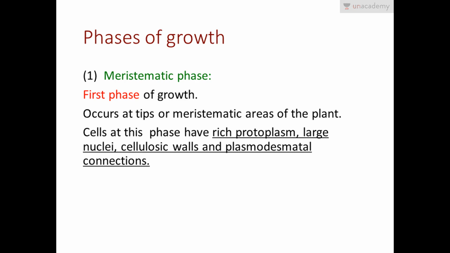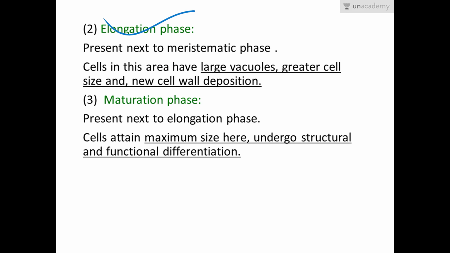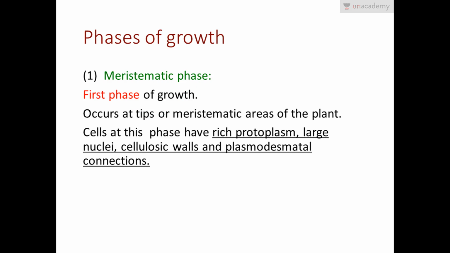This is very important. The first is your meristematic phase, the second is your elongation phase, and the third is your maturation phase. Talk about your meristematic phase. This is the first or the initial phase of the growth, which occurs at the tips or the meristematic areas of the plant, and at this phase the cells have rich protoplasm, large nuclei, cellulosic walls, and plasmodesmatal connections, or abundant plasmodesmatal connections to be more precise. So, I have underlined these points so that you can make a note of them. These are important from an examination point of view.